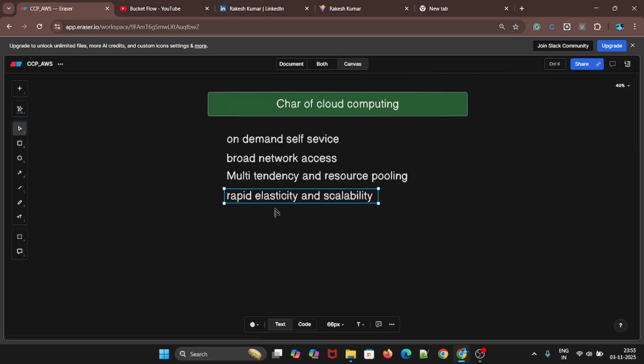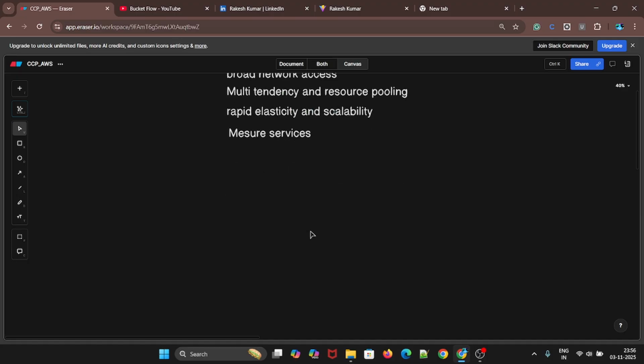As per your need you can scale up or scale down. One more thing about using cloud services is that you can measure your services, like how many resources one service is using. So these are the five characteristics of cloud computing: on-demand self-service, broad network access, multi-tenancy and resource pooling, rapid elasticity and scalability, and measured service.